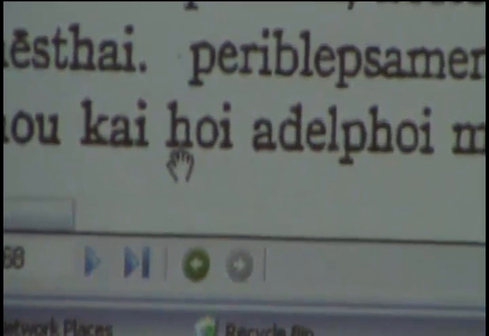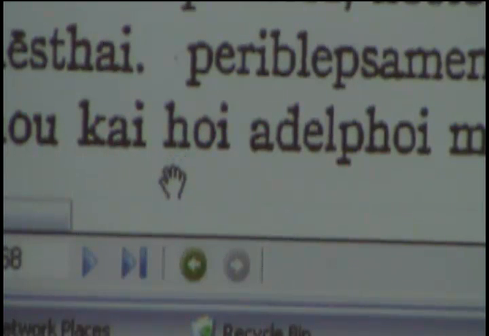Kappa, alpha, iota, and then hoi. Remember, there's no H. What's that mean? Rough breathing on the O. Hoi. See, hoi. Rough breathing. So this is an omicron iota with a rough breathing. That's what the H is. That's a rough breathing to the left. Then adelphoi, alpha, delta, epsilon, lambda. There's a PH. That's phi, omicron, iota. Then mu, main, omicron, upsilon.